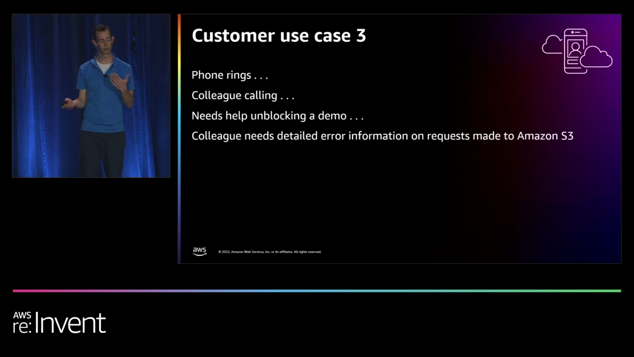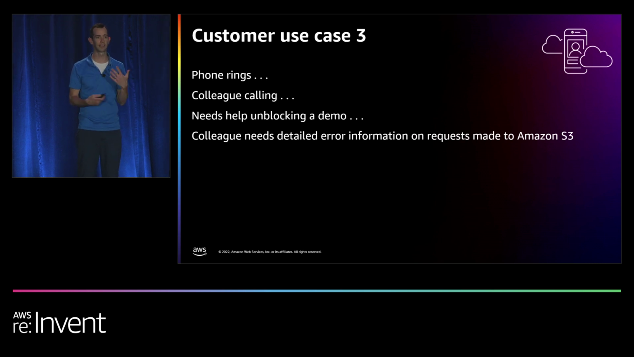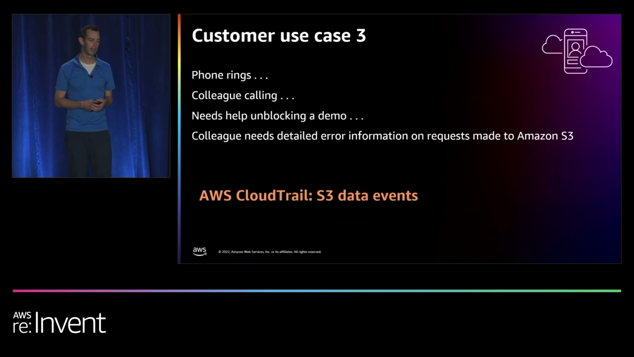Here's our use case now as we dive in. Phone rings, colleague calling, might be a little bit frantic. We've got demos coming up. And when you have demos coming up and things aren't working, the stress level gets a little higher. They're asking for help in the moment. So they're looking for detailed error information because they feel like everything should be working, but they're running a query or they're running the application and they're getting something like a 403, a 404, and they're just not understanding what's going wrong. So how can we help them out? We've got the log saved. Let's query some information and help them out.